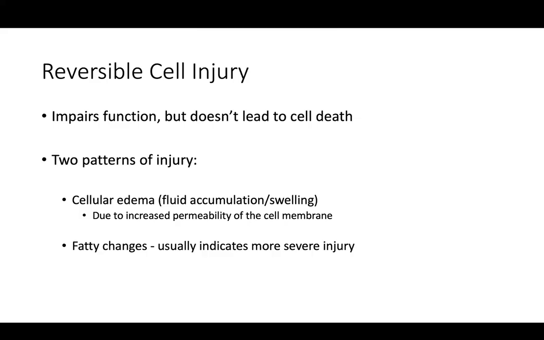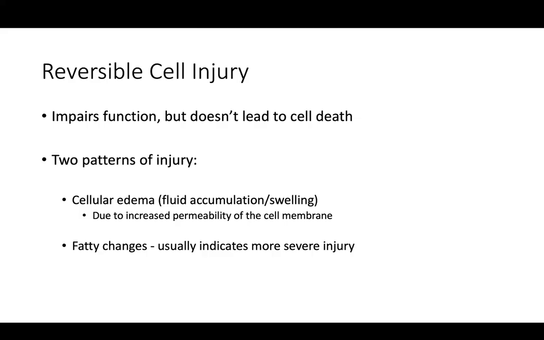There's two major patterns of injury that will occur. The first one is cellular edema. Anytime we see the word edema, it's really just the accumulation of fluid. And this is related to the fact that when you have an injury to a particular part of the body, the spaces between the cells become bigger, and the cells become more permeable. And that increased permeability causes there to be an accumulation of fluid or swelling.